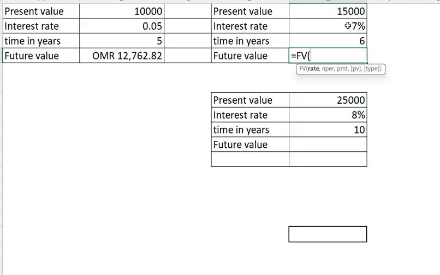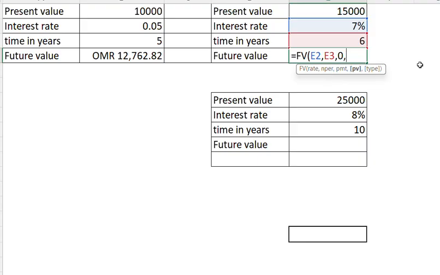First one is rate, click on the rate, then comma, after that Nper. Nper means number of periods. So the investment is for 6 years, so number of periods is 6. Click on 6. Press comma. Now remember PMT. The PMT you have to take as 0.